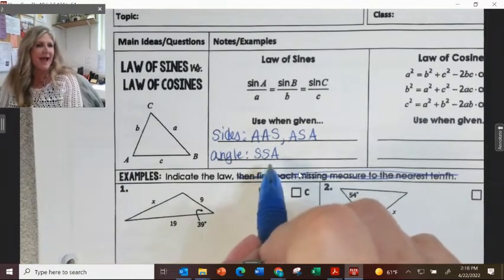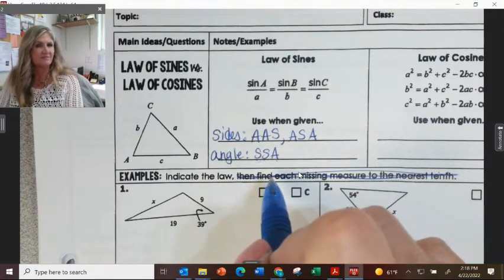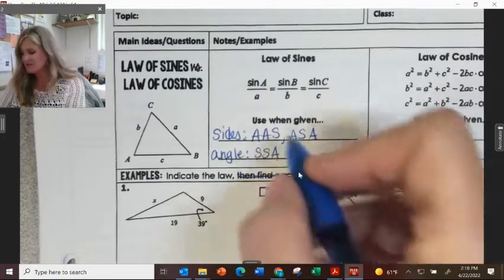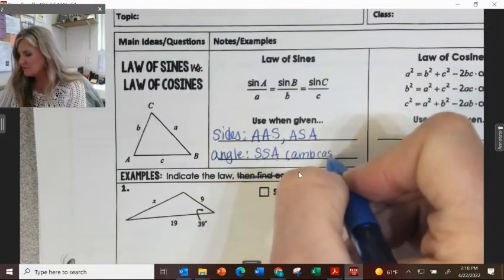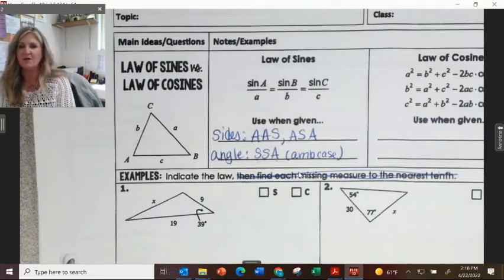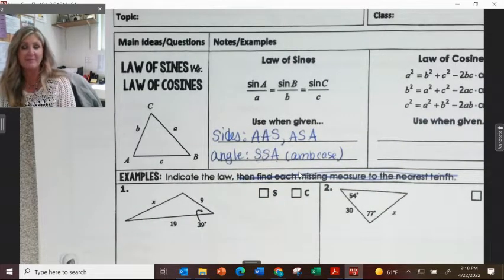Does anybody remember what happens, though, when we have side, side, angle sometimes? Right, so sometimes on this we have what's called the ambiguous case, where we have no solution, one solution, or two solutions. So A and B for ambiguous case. That just means we can have 0, 1, or 2 solutions.